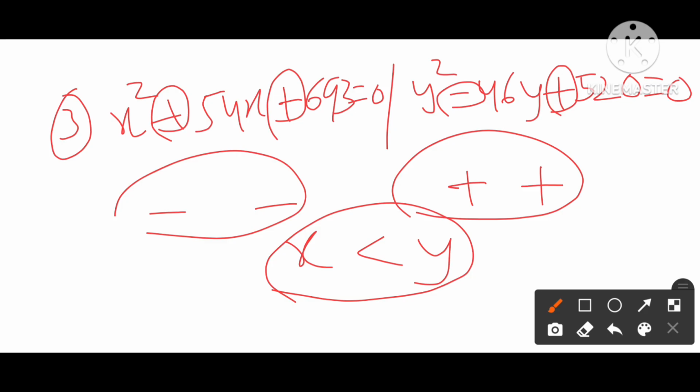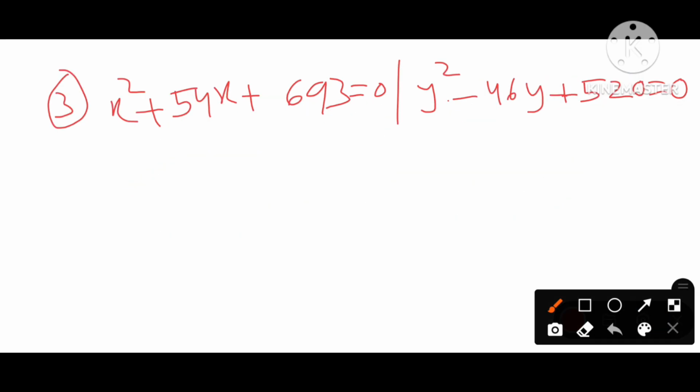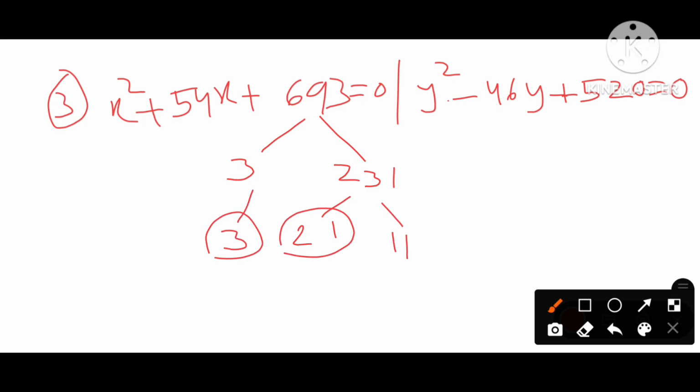It took at most 2 seconds to solve this question. Now we have seen the shortcut, but let's see the traditional method. Here we see 3, 2 times, 3 times and 1 times. Here we see 21, 11 times, and here 3. So in total we have 3, 21 and 11. We need the sum of two factors to be 54.